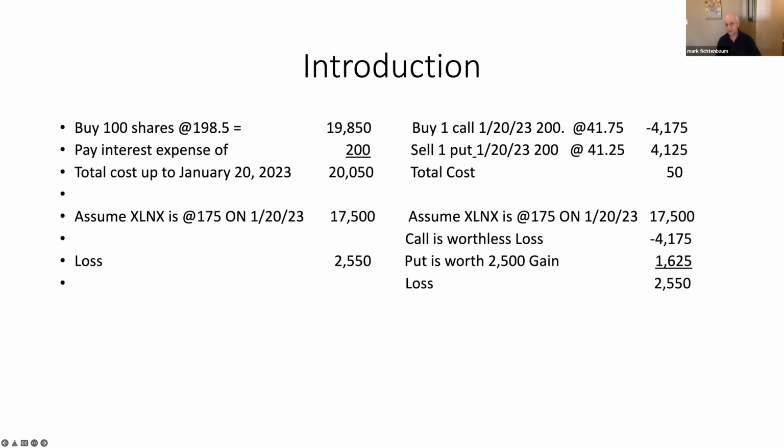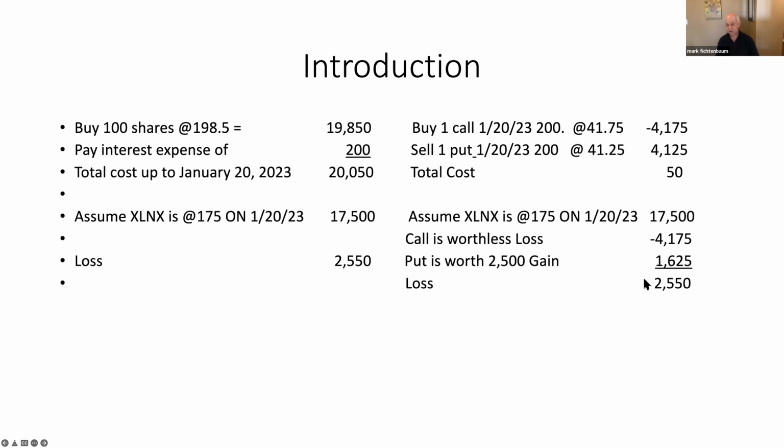We're not going to exercise the call and buy Xilinx at $200 under our call when we could just buy it in the marketplace for 175. So we lost our entire call proceeds. We lost $4,175. The put that we sold is now worth $25 because someone could put it to us for 200 and it's only selling for 175 in the marketplace. So the put is worth $2,500. However, we sold it for 41.25, which means we made a profit on the put of 16.25.